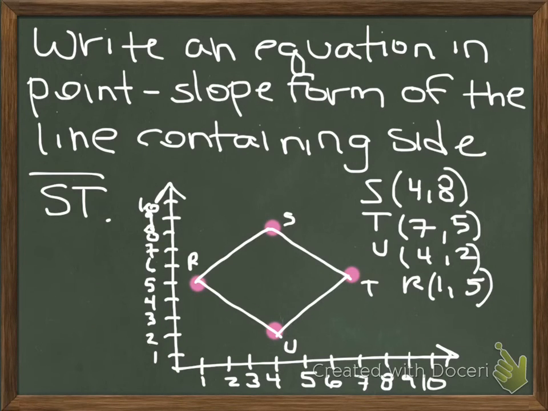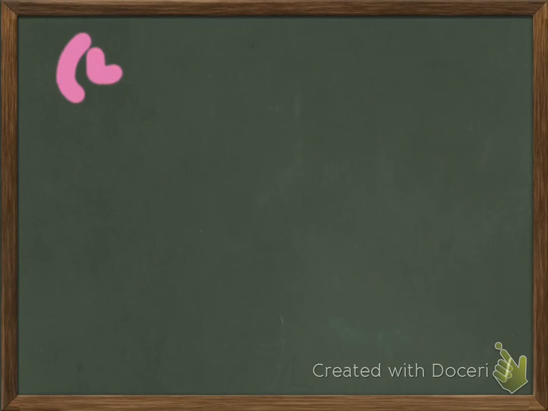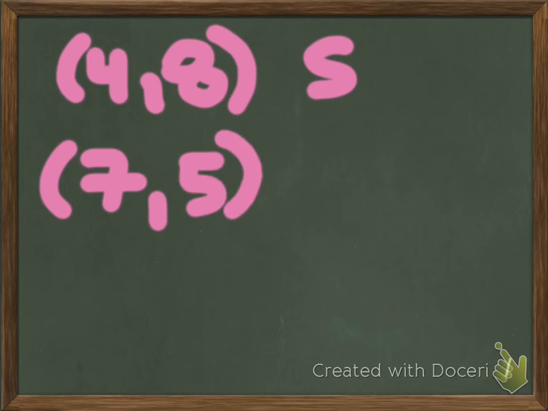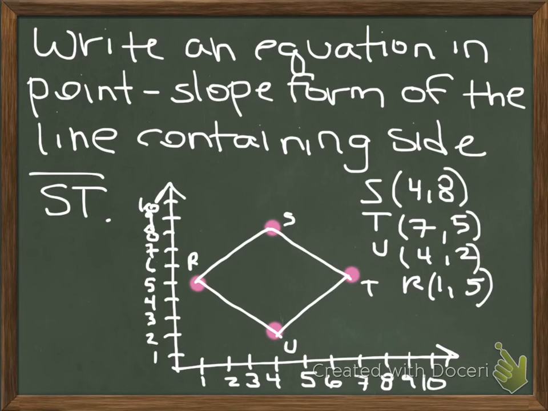Here, we're asked to write an equation in point-slope form of the line containing side ST. I've given you all the ordered pairs of all these letters. We need to focus on ST. S and T are 4, 8, and 7, 5. That's S, and then T is 7, 5. Now I need to write an equation in point-slope form.